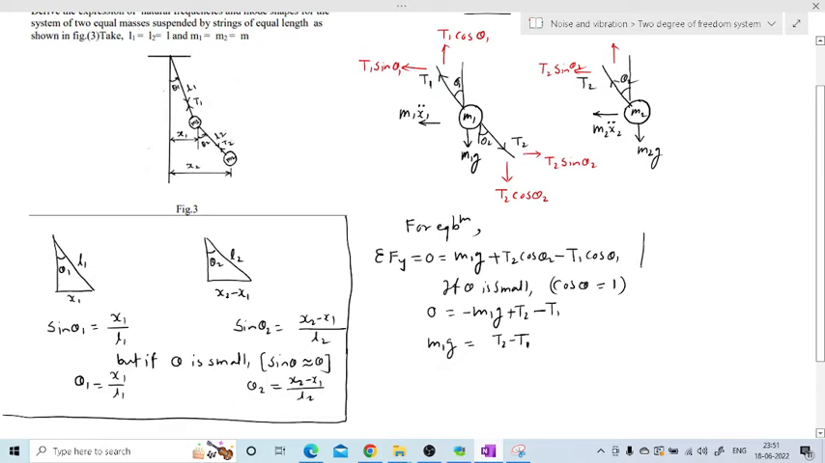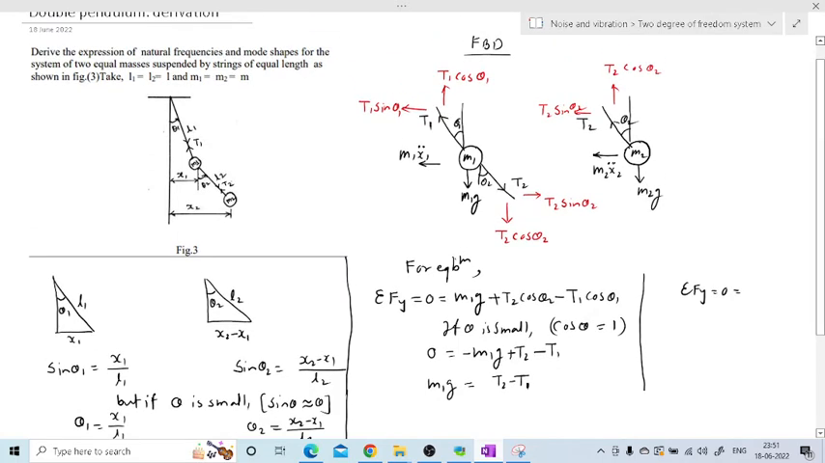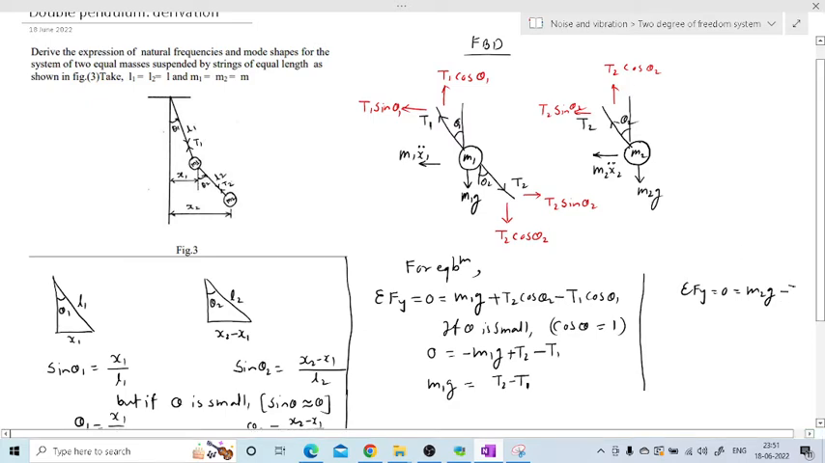Now similarly we can write for the second one. Summation Fy is equal to 0. For the y direction, m2g is downward, so consider it positive, then T2 is upward, so consider it negative, so minus T2 cos theta 2. But if theta is small, directly we can write m2g minus T2 is equal to 0, so T2 will be m2g.